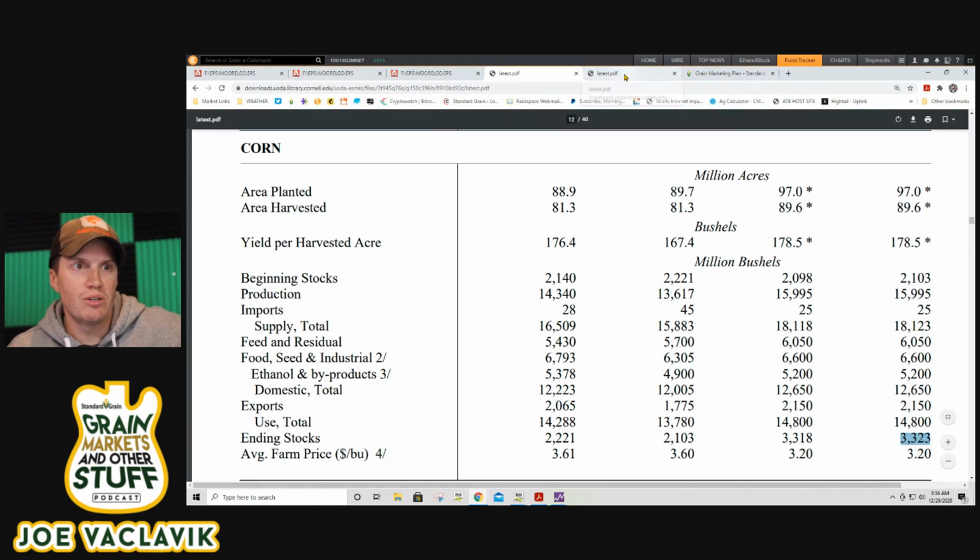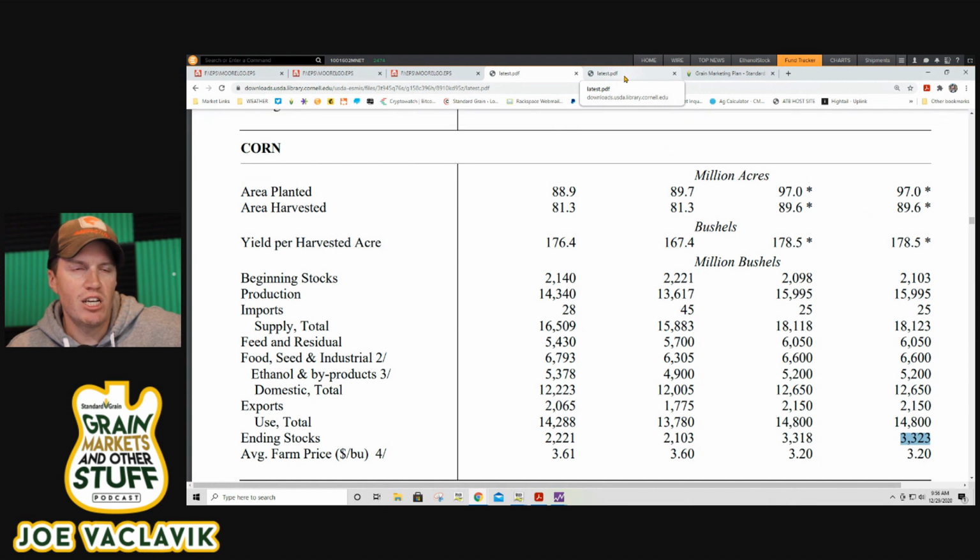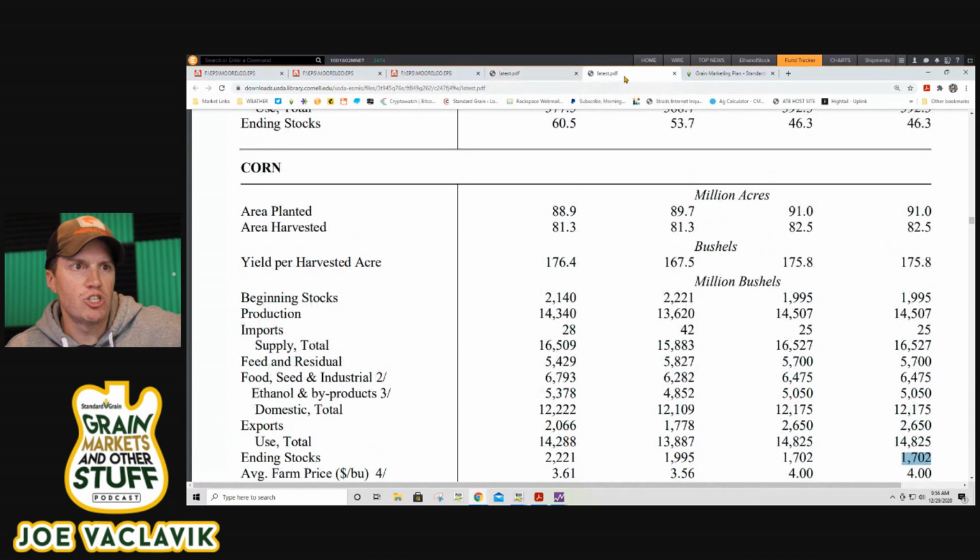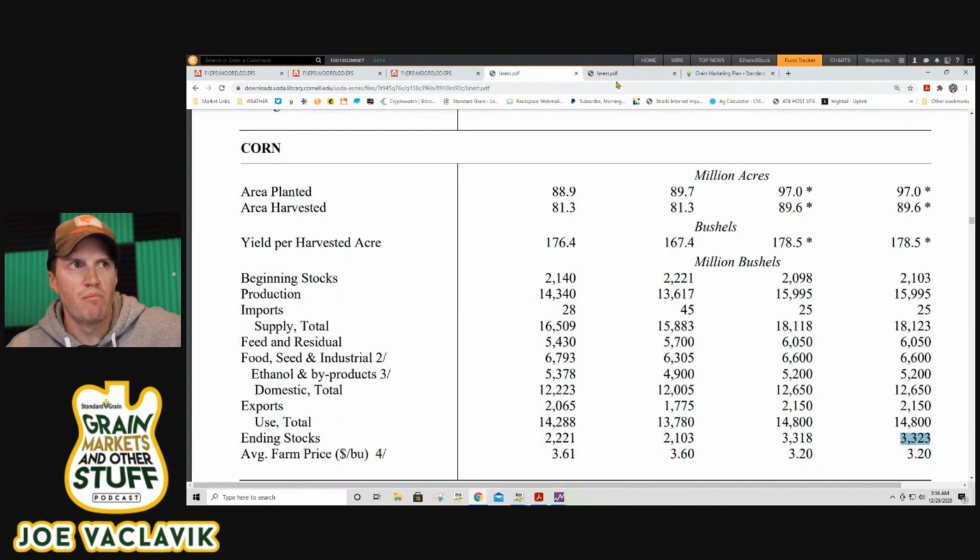First off, the crop was a lot lighter. They were projecting a 15.9, or basically a 16 billion bushel corn crop back in May and June. The crop ended up being 14 and a half. So they were off on the crop by 14 and a half billion. And that's through no fault of their own. They were just using trendline yield and acreage numbers. Maybe you could make the argument that they were really bad with the acreage in particular, which also came down sharply. But the other big thing would have been exports.